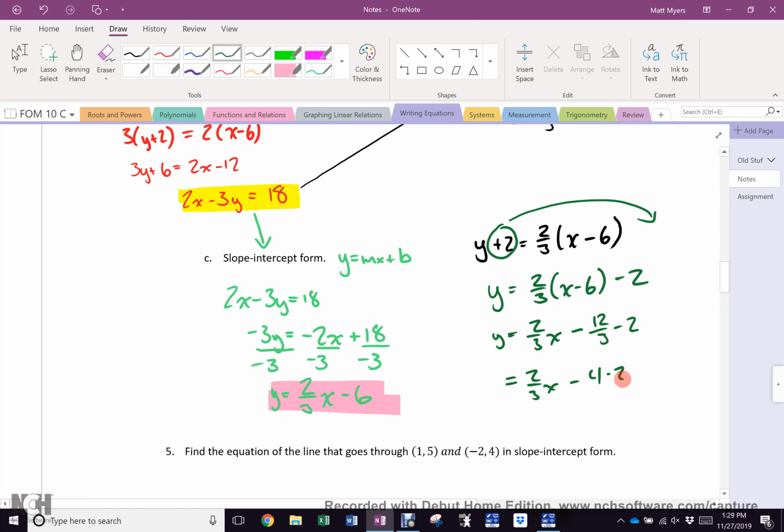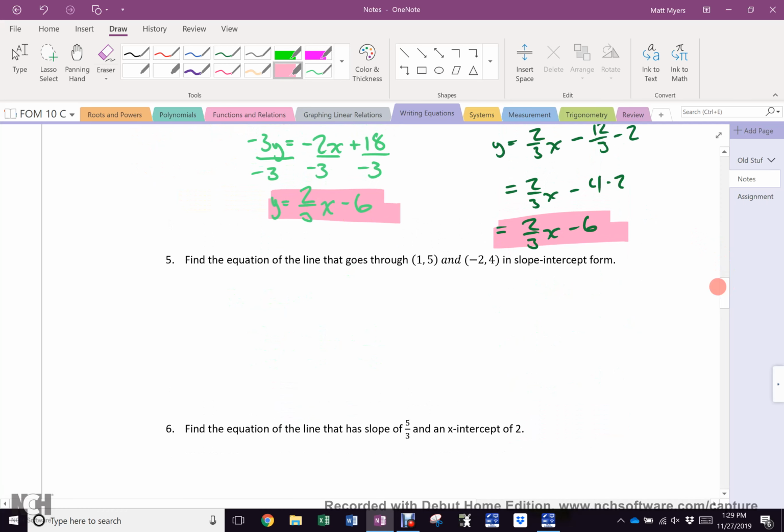4 minus 4 minus 2. 2/3 x minus 6. And I would get the exact same answer. Does it matter what you do? No. Does doing either one of them use different skills? No. It's just algebra. Okay? Okay. Oh, barf. How are you going to do 5?